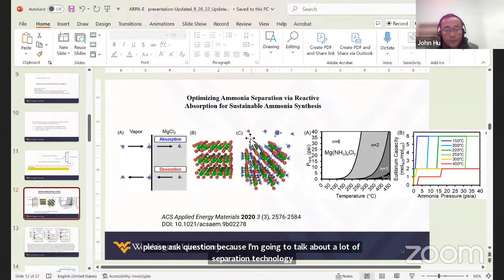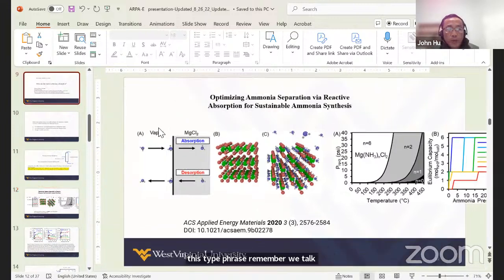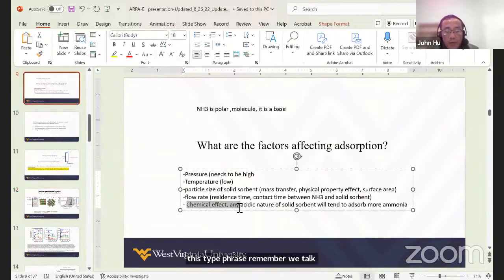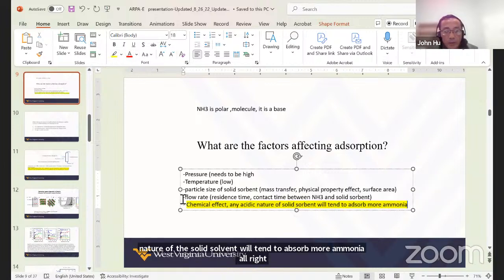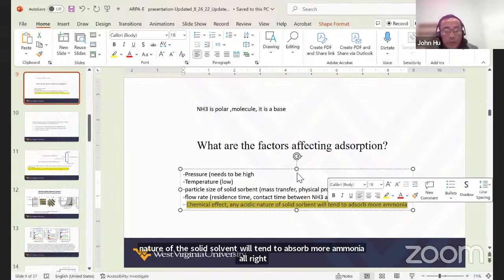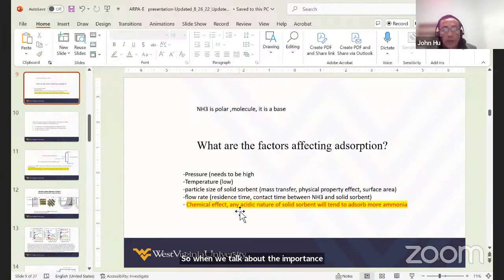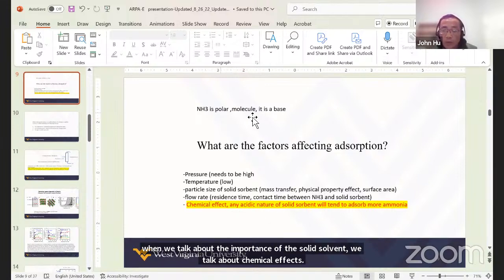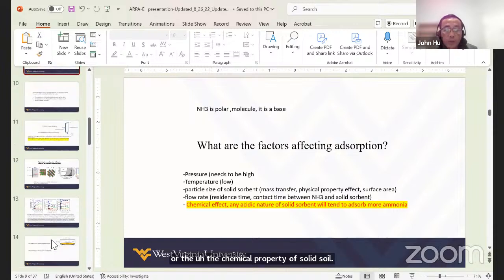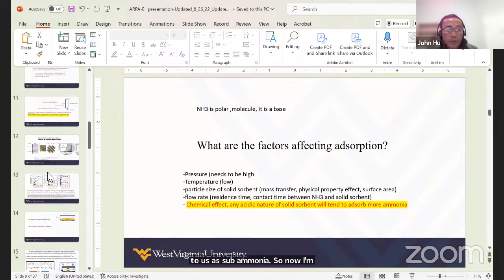So this separation, remember we talk about the property of the chemical effect. Acidic nature of the solid solvent will tend to absorb more ammonia. All right, just try to memorize this sentence. So when we talk about the importance of the solid solvent, we talk about chemical effect or the chemical property of a solid solvent to absorb ammonia. So now I'm going to tell you, let's analyze the publication.